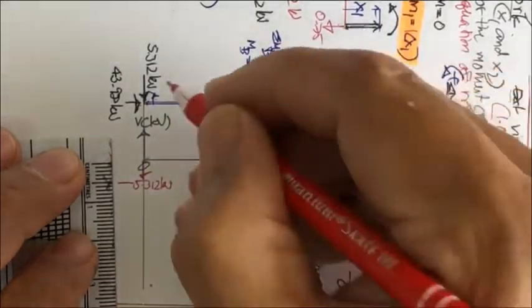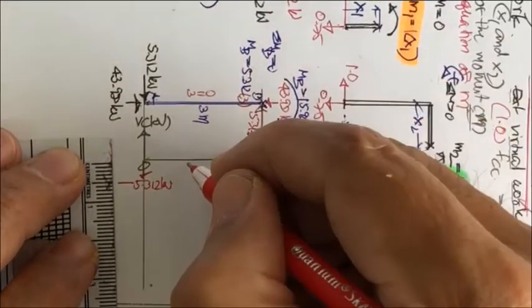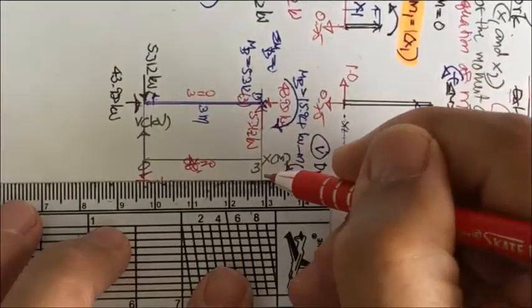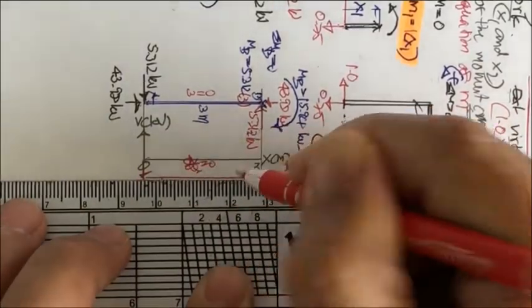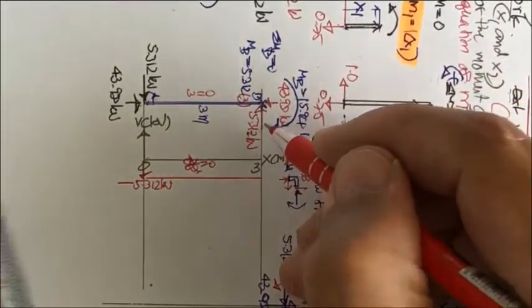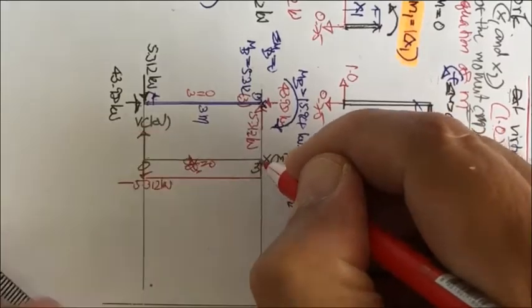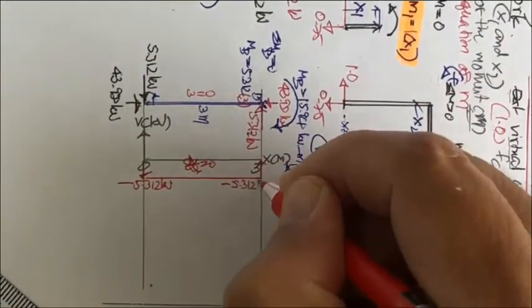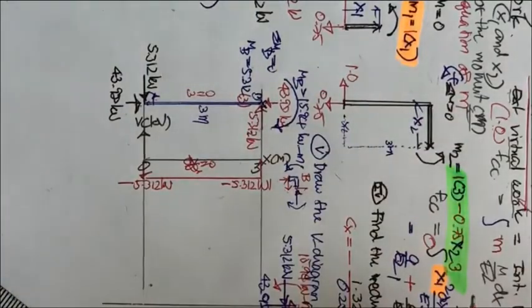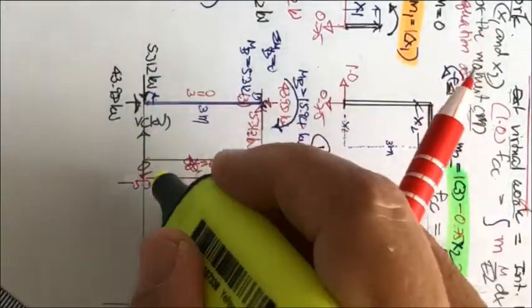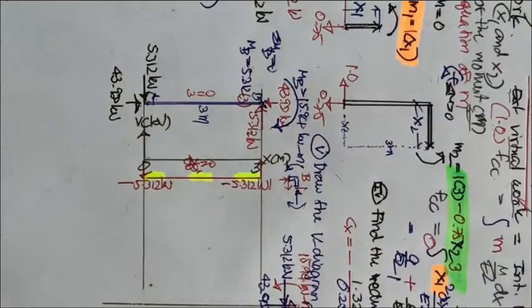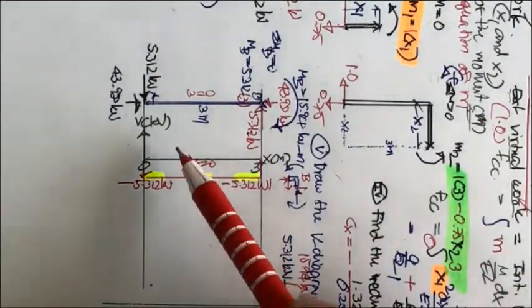minus 5.312 kilonewton, and W here is 0, so dV by dx equals 0, so this is constant, and this is 5.312. Just close this one. This one is minus 5.312 kilonewton, and if you prefer, just put this one for the slope. Okay, that is for the shear, that is negative.